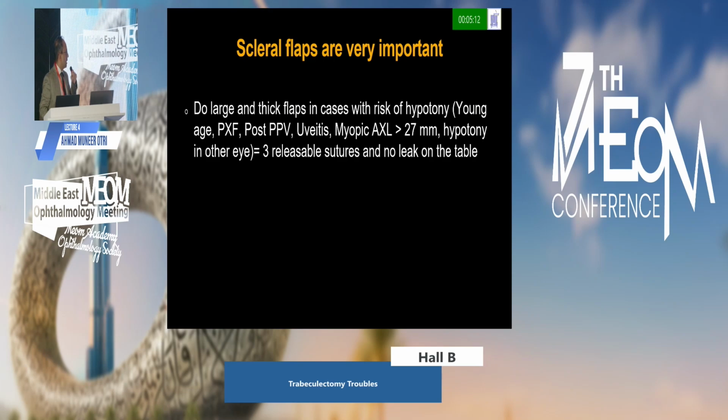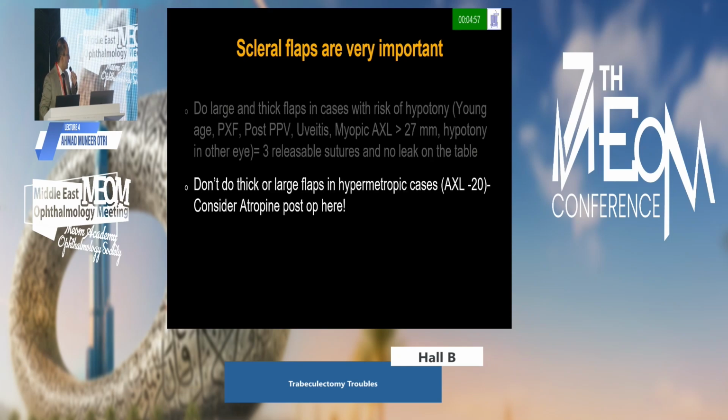So regarding the scleral flap, you have to be dynamic, not every time 3x4, not every time 70% thickness. If you have risk of hypotony in such cases, you have to go for a wider flap and possibly less thickness. And the opposite, if you have a hypermetropic patient, you can go for a smaller scleral flap dimension and possibly even less thickness. So not very thick, because it will cause valving, it won't work.